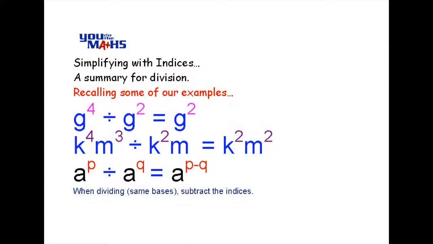It appears as though the rule is saying that if there's a division of terms which have a common base, you can subtract the indices. 4 take 2 is 2, and 3 take 1 is 2. So it appears as though common bases means that when there's division, you can subtract the indices.